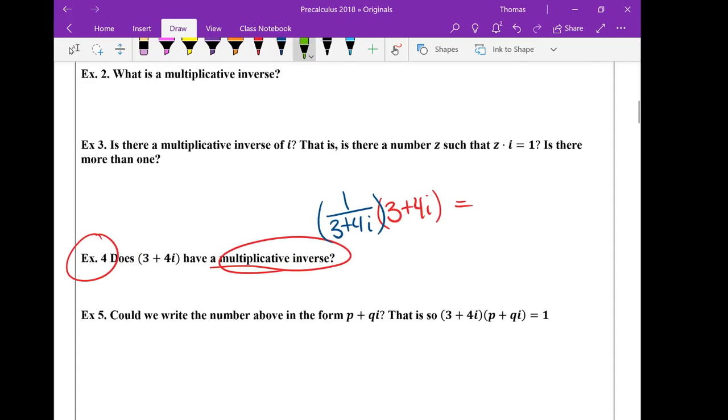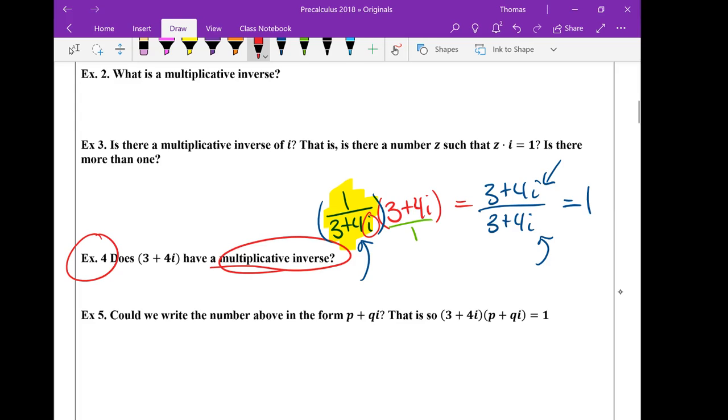Let's see how. When we multiply fractions, I like to turn them both into fractions and multiply across. We get 3 plus 4i over 3 plus 4i. When we have something on top of a fraction and that same thing on the bottom, that is just equal to 1. So this right here is an example of a complex number, a multiplicative inverse of 3 plus 4i. But it's not in a form we like. Mathematicians don't like having this i on the bottom, the imaginary number on the bottom.